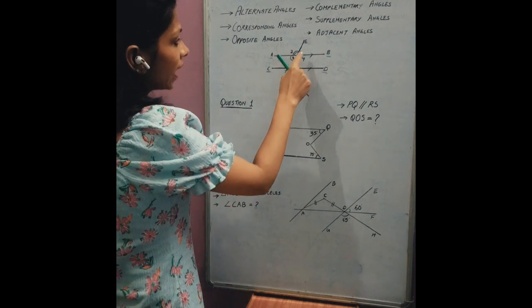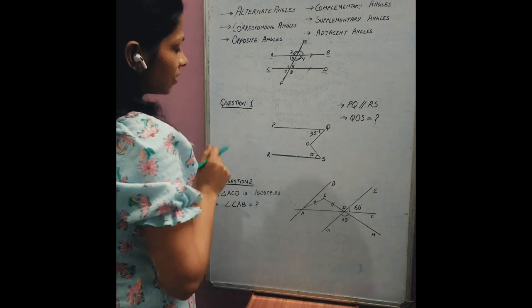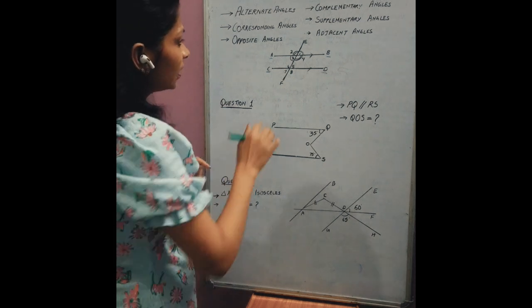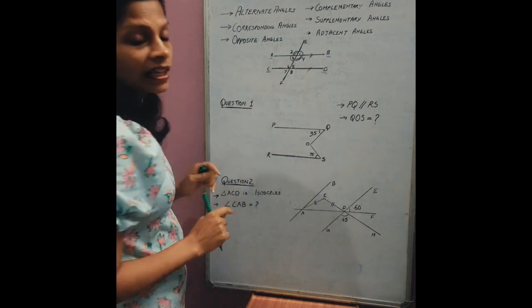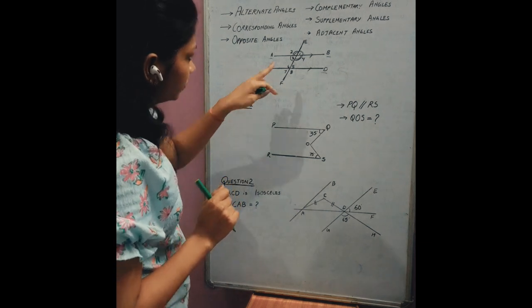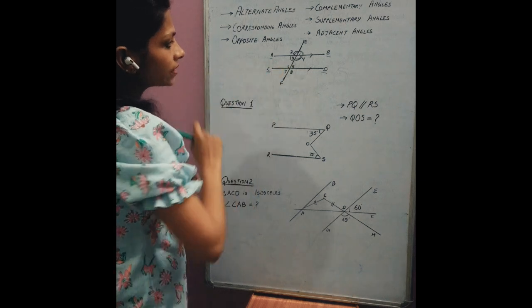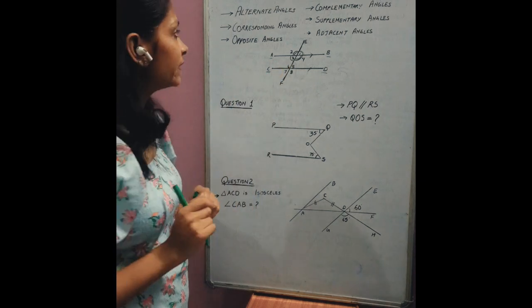So here angle 1 and angle 7 are alternate angles equal to each other. Angle 2 and angle 8 are alternate angles equal to each other. Sorry, angle 3 and angle 5 are equal to each other. Angle 4 and 6 are equal to each other and are alternate angles.